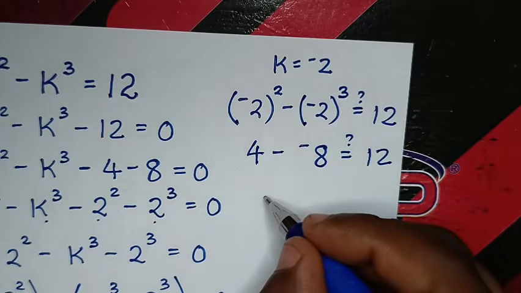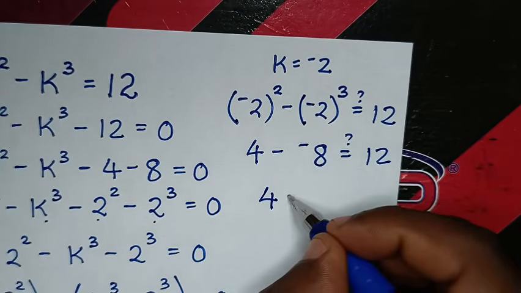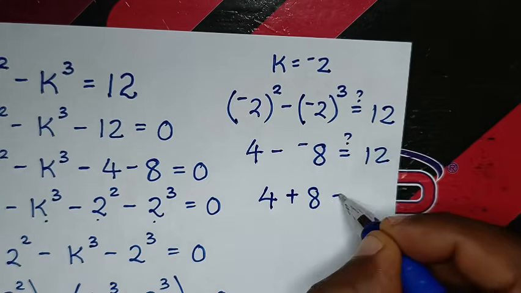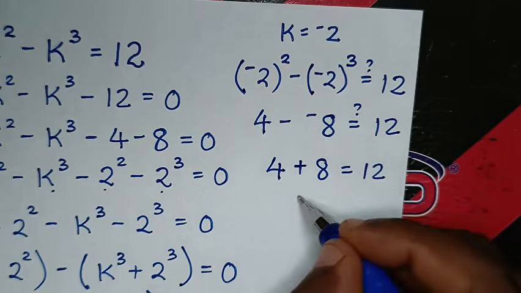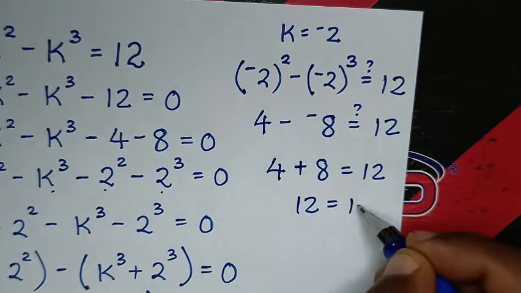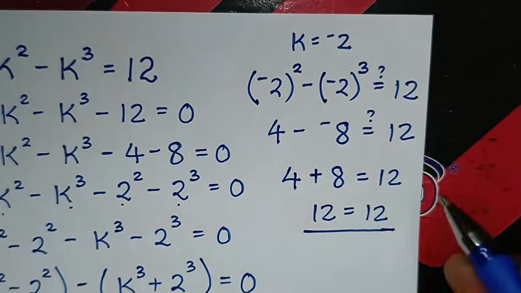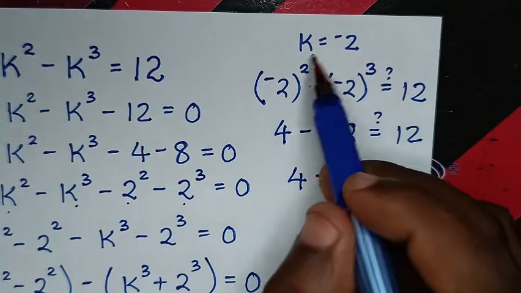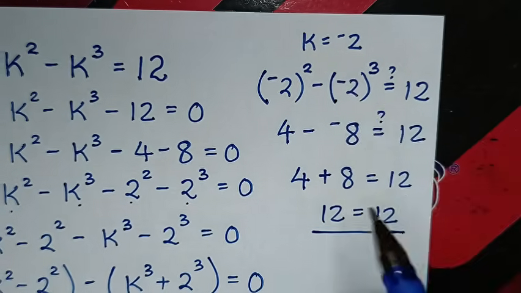Is it equal to this 12? Now here it will be 4. Negative and negative is positive, so it will be plus 8. Is it equal to 12? Now 4 plus 8 is 12, which is equal to 12. So the left side and right side are equal. Then it is true for the value k is negative 2. Also the other two complex solutions are correct.